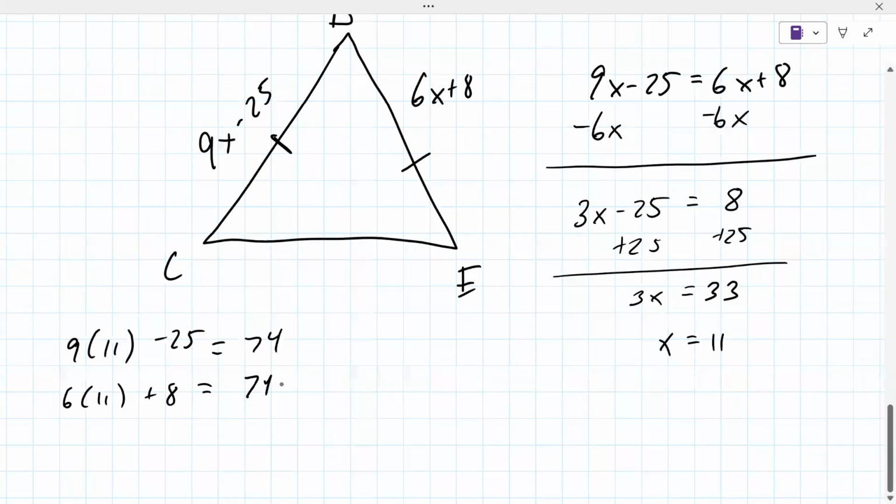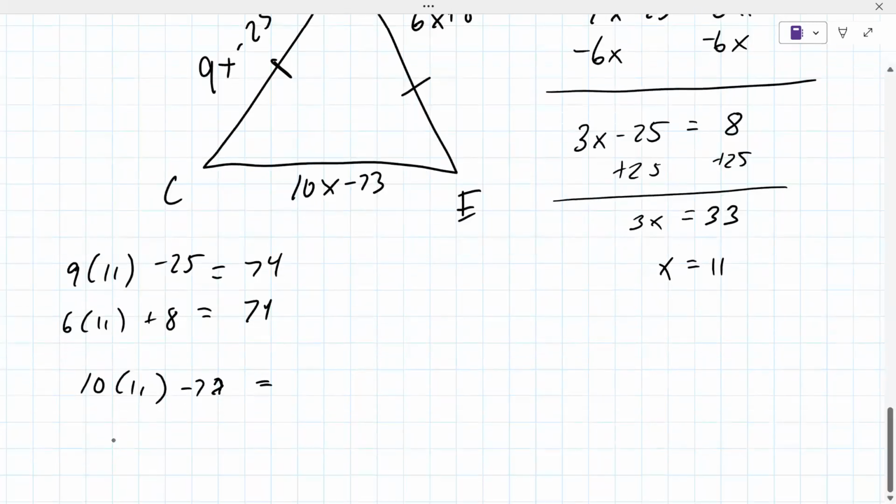And then the last side you have to find is CE, which is 10x minus 73. It will not be 74 because it's not congruent to the others. And that would be isosceles. You can calculate that third side for us, 10 times 11 minus 73. That would be 37.